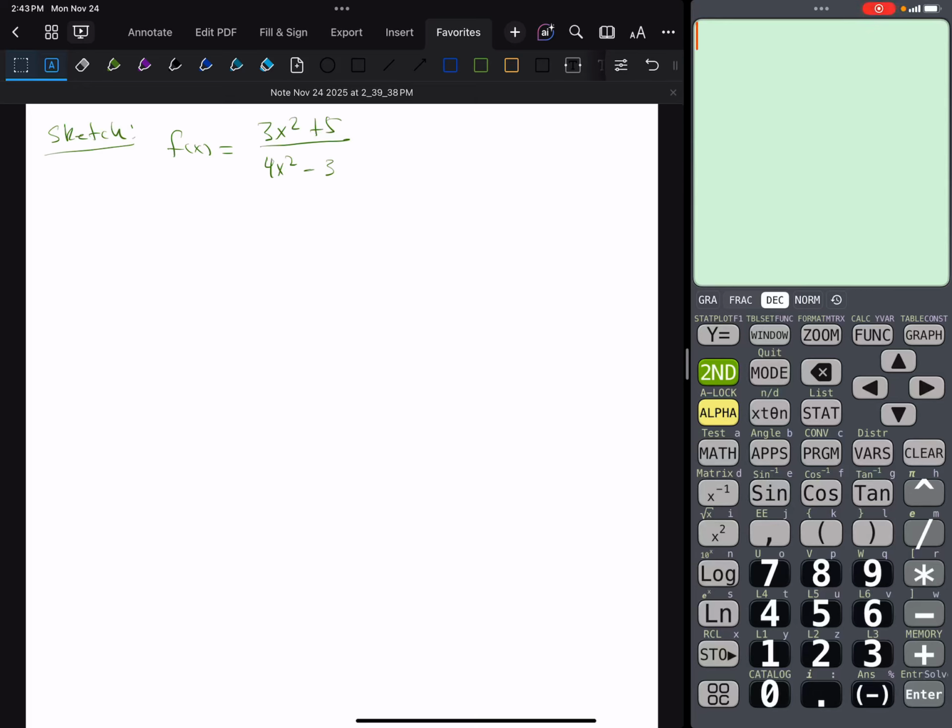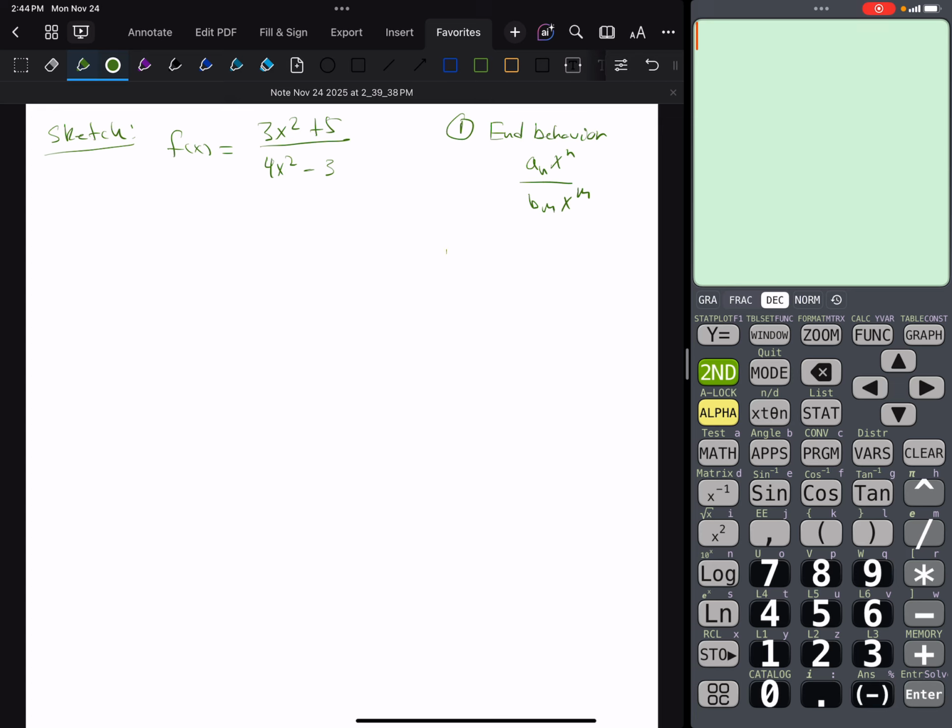Okay, so our goal is to sketch this rational function by hand. And remember, with a rational function, there's 4 different things that we're going to need to find before we can sketch this. We're going to need to find the end behavior, which is that ratio of leading terms. And so that'll be a sub n x to the n divided by b sub m x to the m that we examine to determine the end behavior.